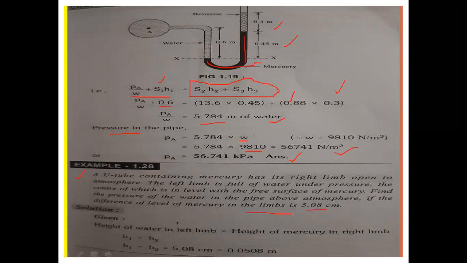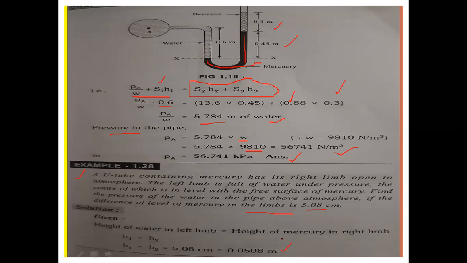ఓకేనా? Now the height of the water in the left limb is equal to the height of the mercury in the right limb. The left limb is full of water under pressure, the center of which is level with the free surface of the mercury. Now H1 is equal to H2. It is given as left limb, right limb, the height is same, right? H2 is equal to 5.08 centimeter, that is equal to 0.508 meters.